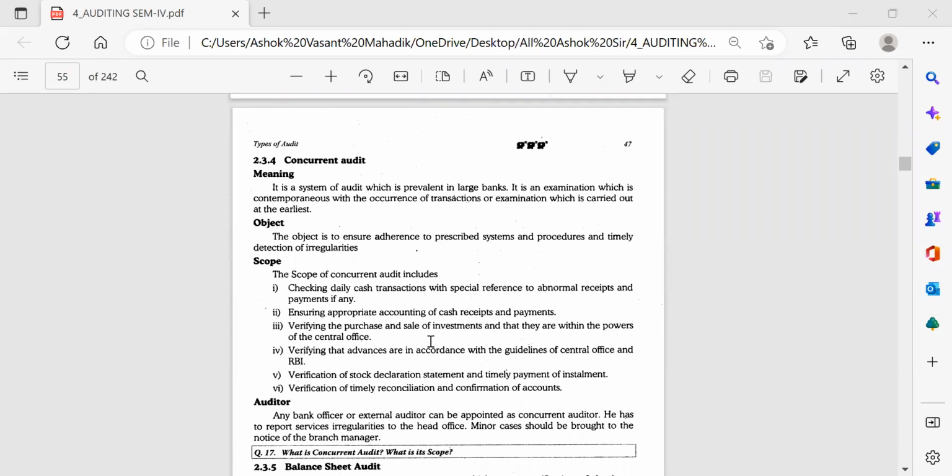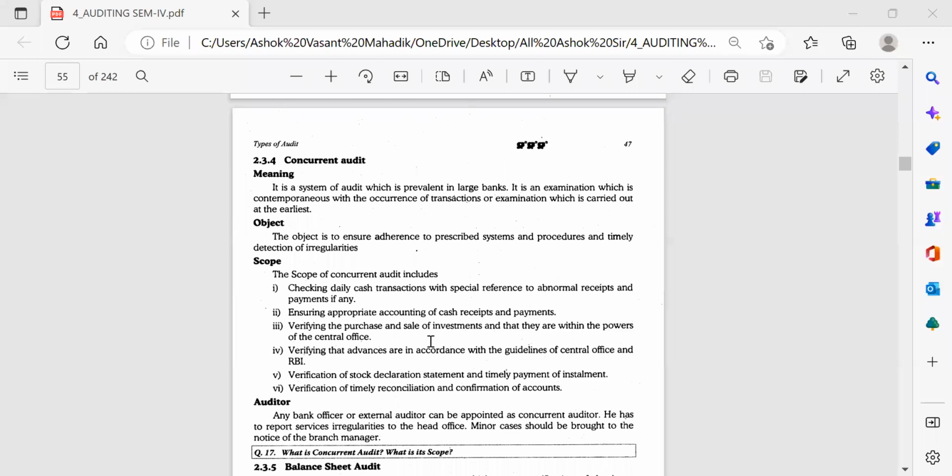Concurrent audit is the next level of your continuous audit. I told you in case of continuous audit, the auditor and his staff continuously go to the client place, and whenever books of accounts are ready, they check it. But in case of concurrent audit, there is no gap between the happening of transaction and its audit. In case of banking companies, you may be aware that the banks have to prepare their trial balance every day and it has to match.